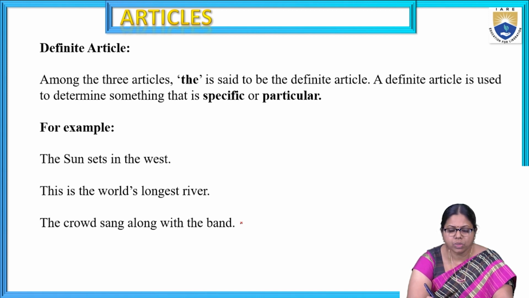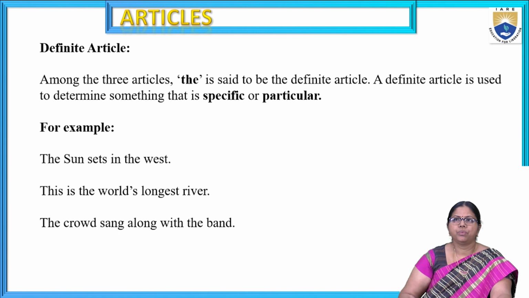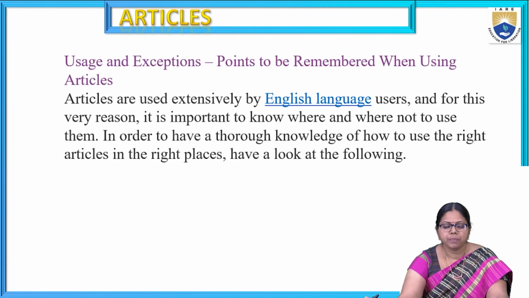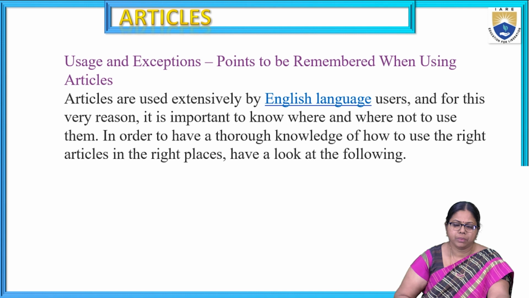And we also use the article the before collective nouns. For example, the crowd sang along with the band. The crowd is a collective noun. So even before collective nouns we can use the article the. So the is the article which we use before specific nouns. And here some usages and exceptional cases we are also going to discuss in this topic.